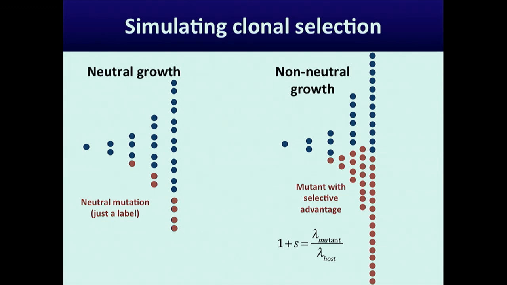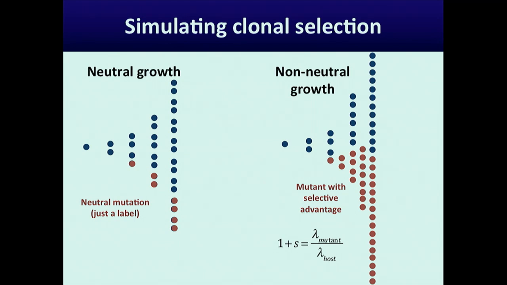And so we can classify selection by this parameter 1 plus s, which is just the ratio of the growth rate of the selected lineage to the rest of the cells in the tumour population. And what we're interested in is trying to measure this parameter 1 plus s in primary human tumours.